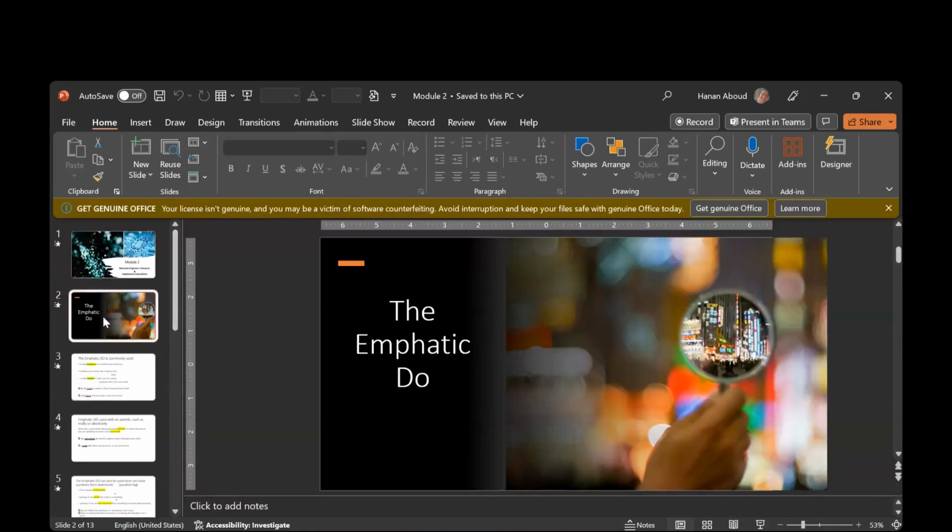Our first grammar lesson will be the emphatic do. What is the emphatic do? طبعا كلنا عارفين ان verb to do احنا بنستخدمه في الجملة لأغراض كتيرة جدا for certain reasons. Sometimes بنستخدمه as a main verb يعني فعل أساسي في الجملة. Sometimes I use it as an auxiliary verb يعني فعل مساعد بيساعدني أكون التنسز.